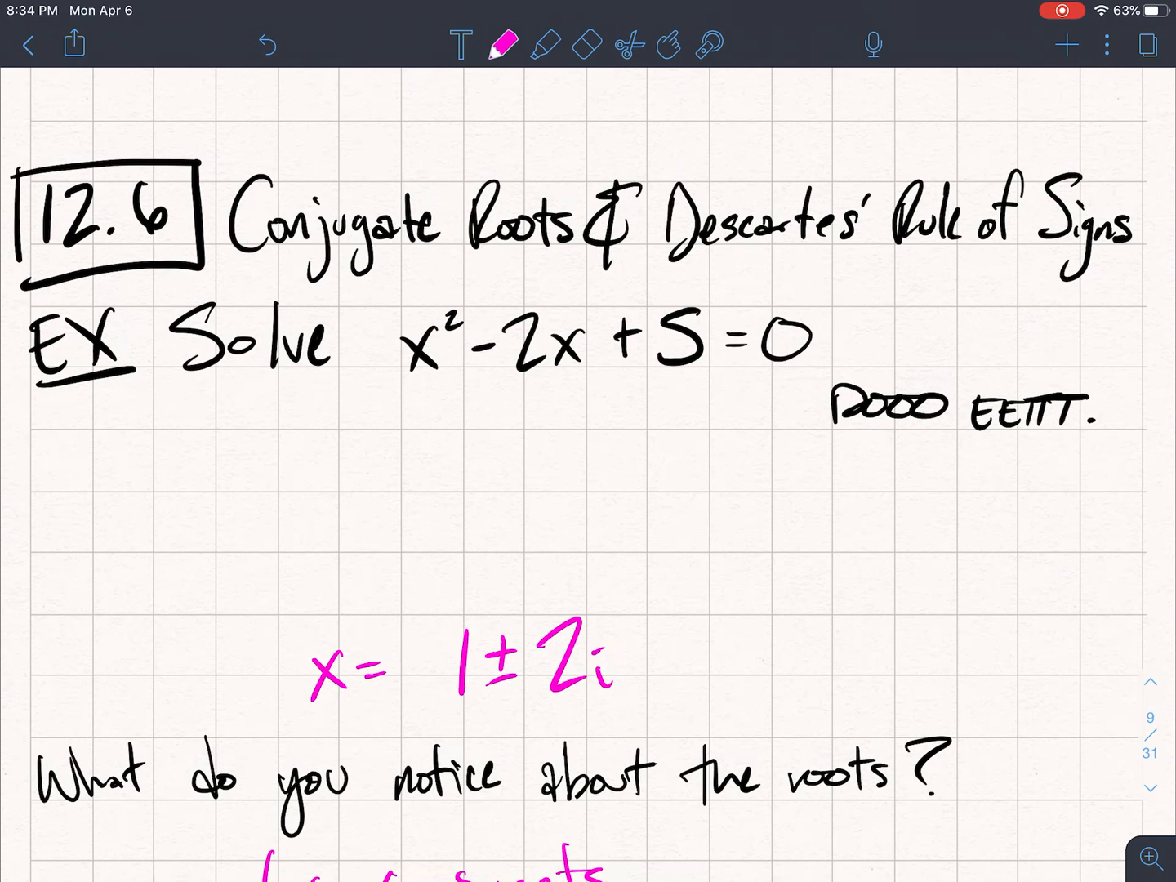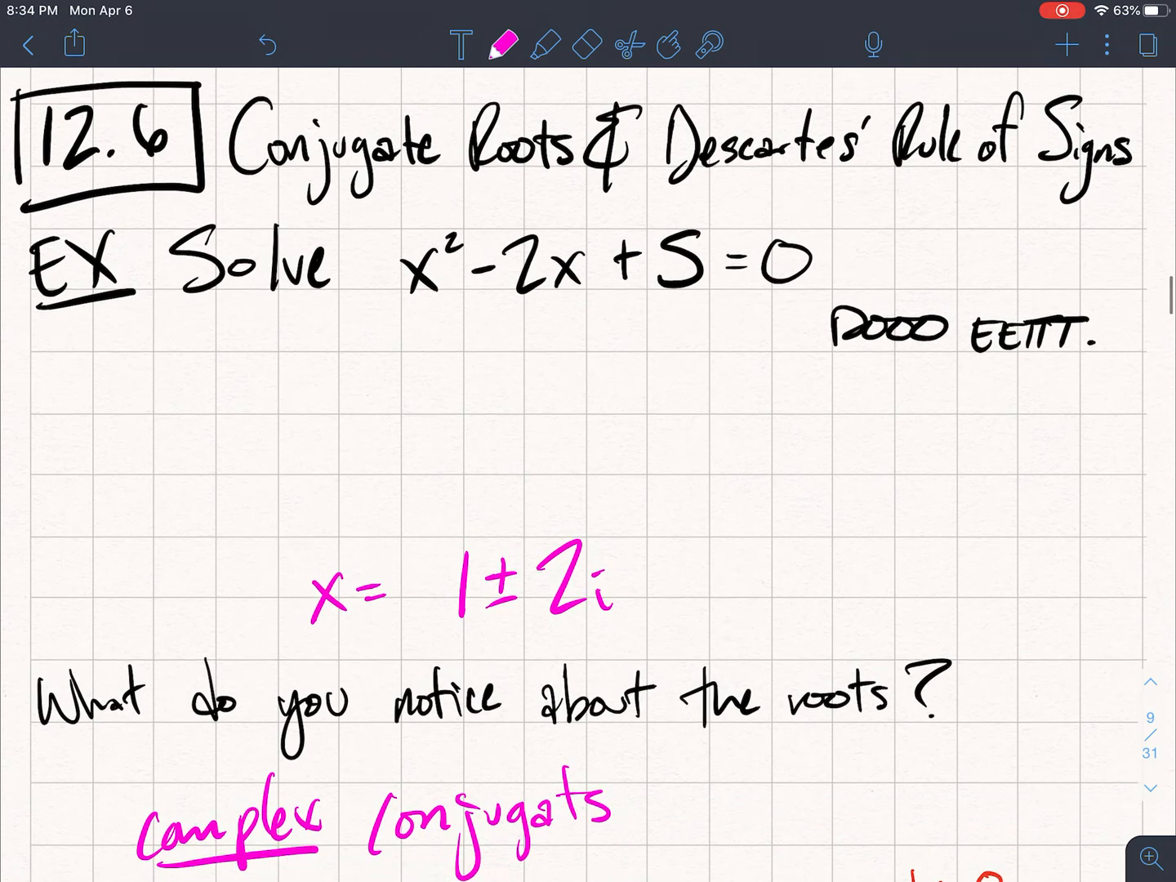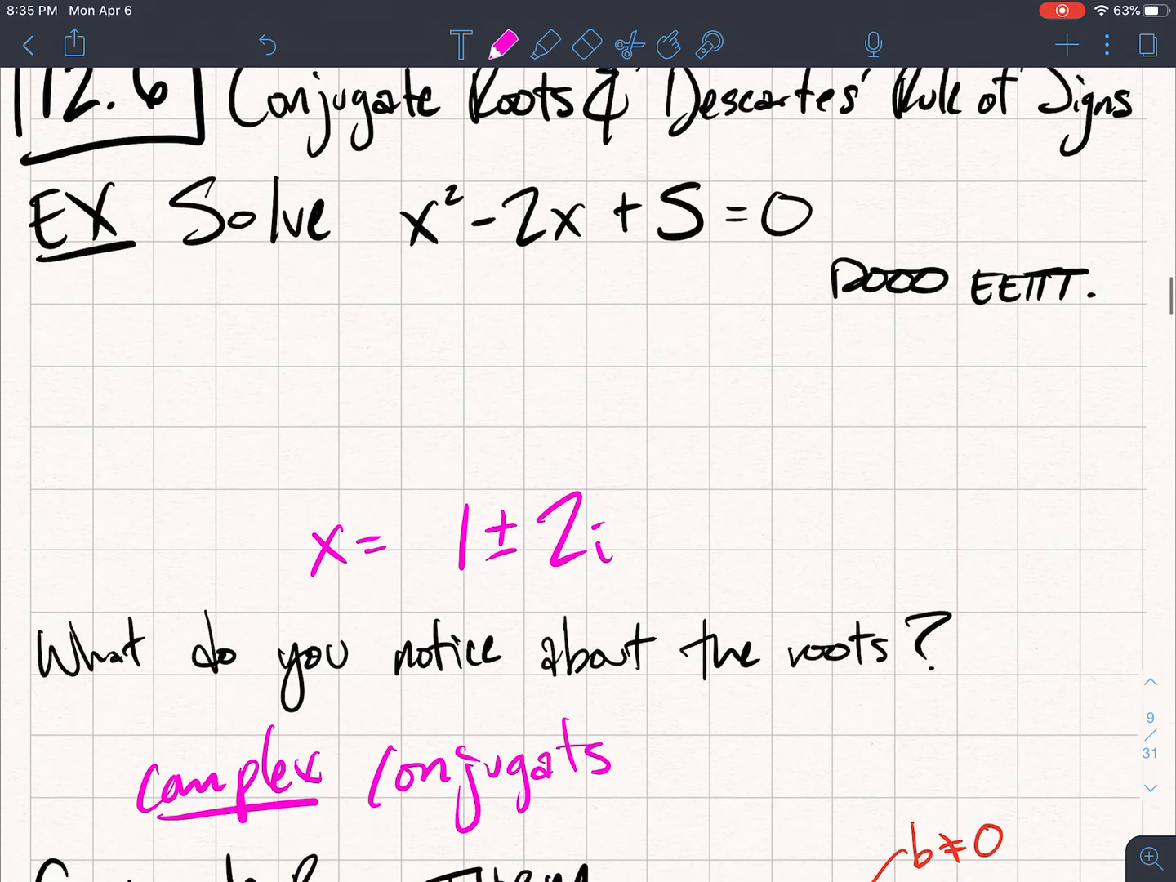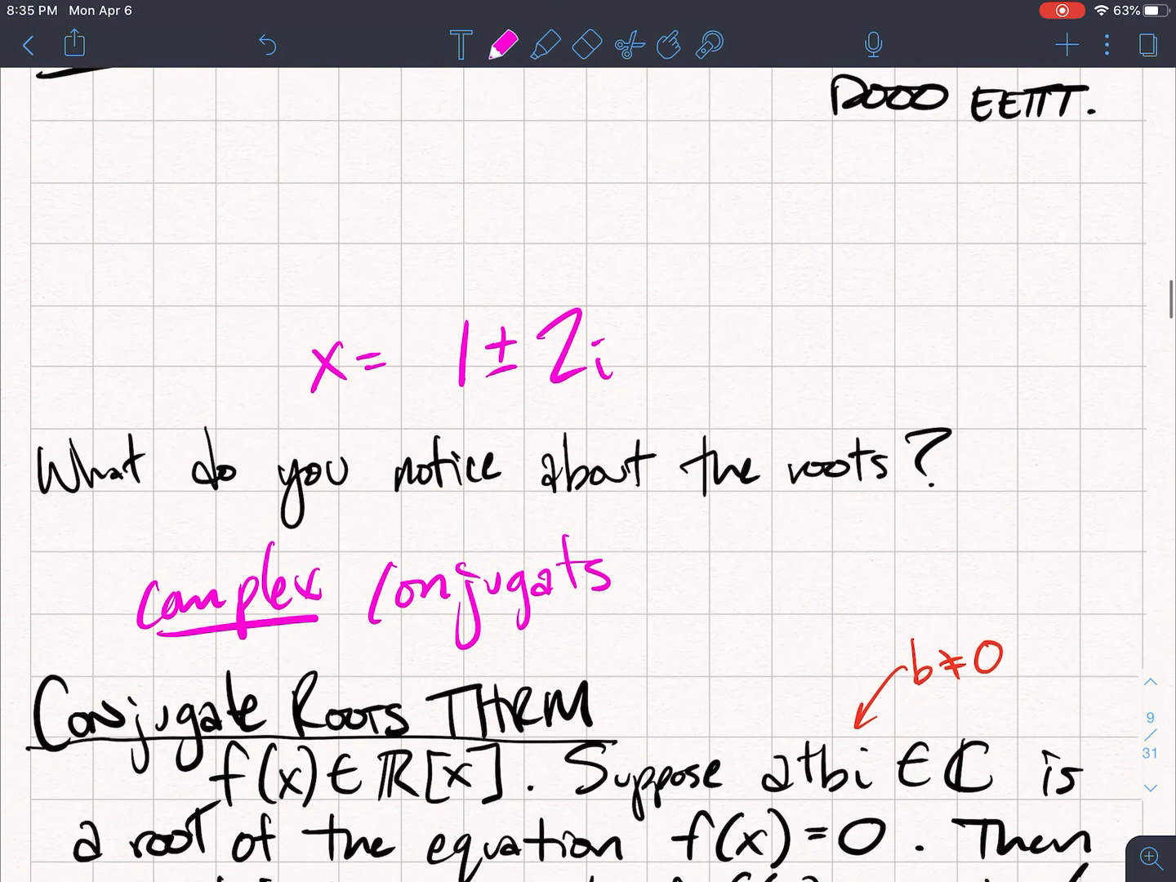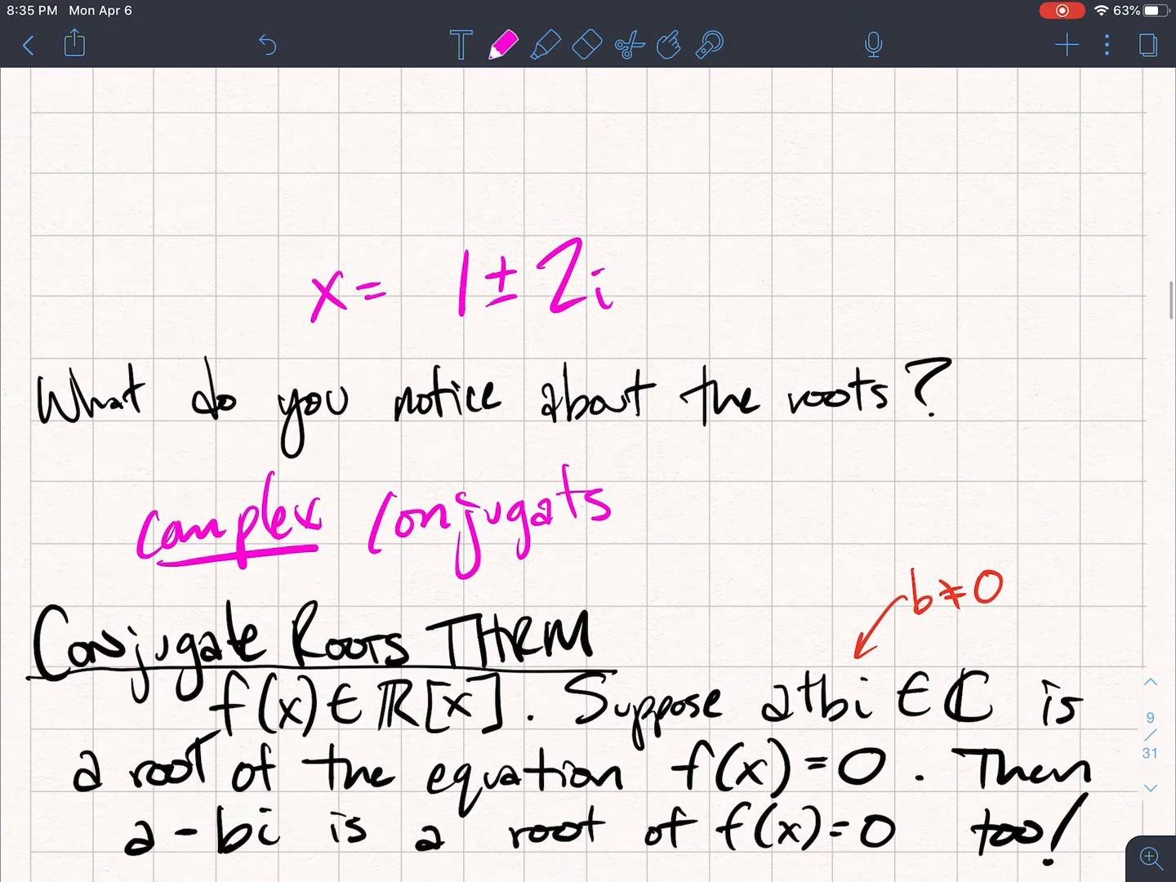Here's what you notice about those two roots. They're complex conjugates. So meaning the two roots are 1 plus 2i and 1 minus 2i. It's a complex number, but the only difference between the two complex numbers is the sign on the imaginary part of the number; they are opposites. This suggests a theorem, which is true in general, called the conjugate roots theorem.